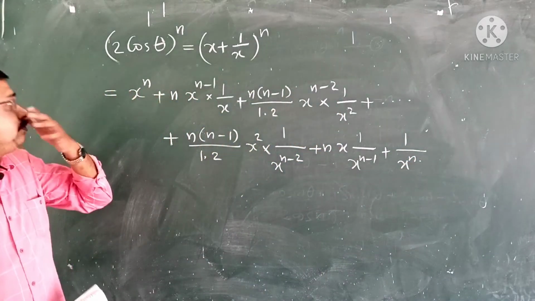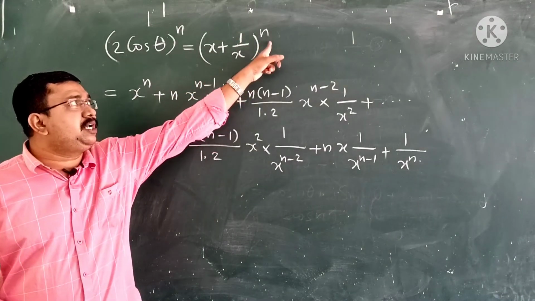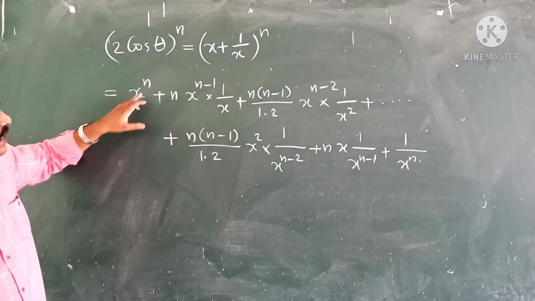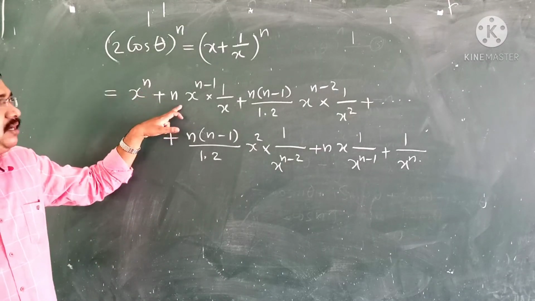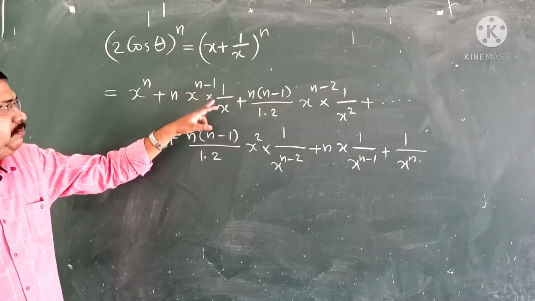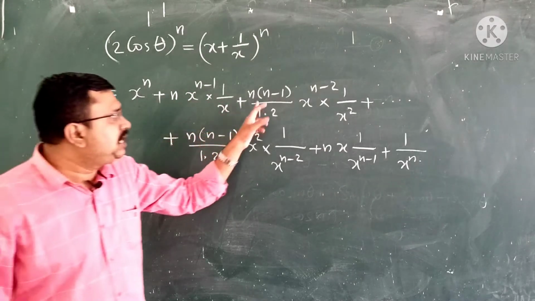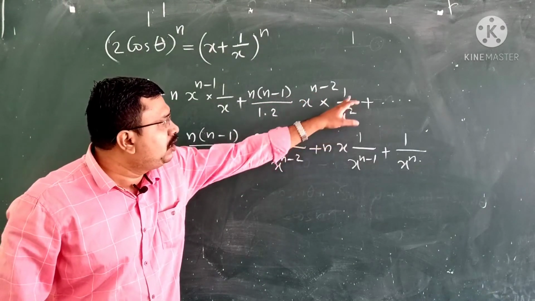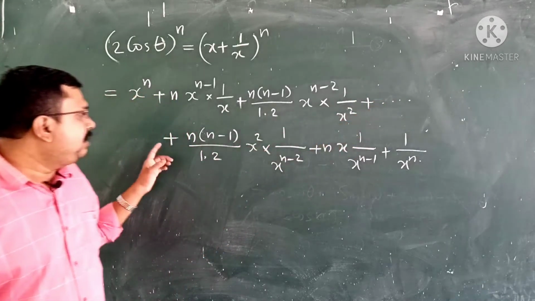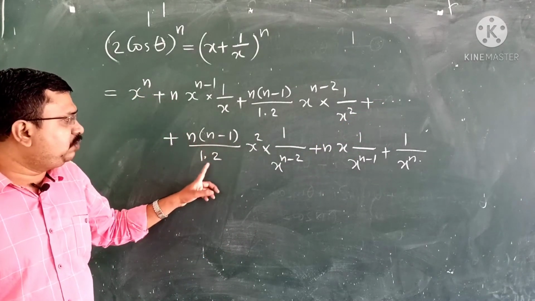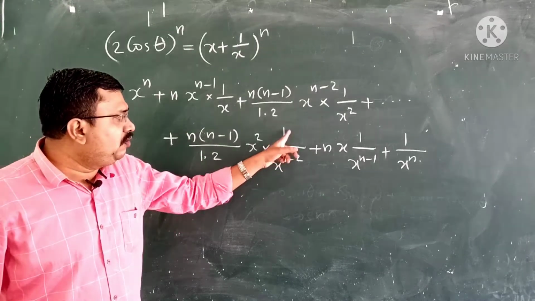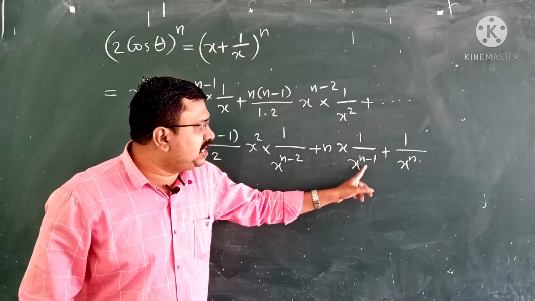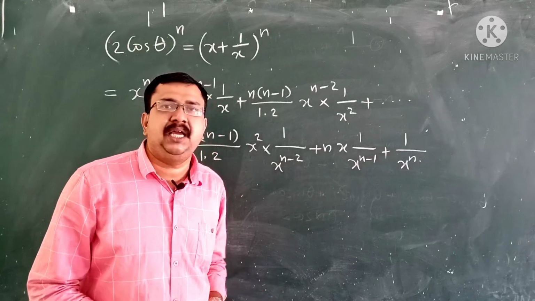Okay, listen. Here (x plus 1 by x)^n can be expanded using the binomial theorem. That is, first one is x^n plus nC1, that is n into x^(n-1) into 1 by x plus n(n-1) by 1 into 2 into x^(n-2) into 1 by x square plus etc. plus n(n-1) by 1 into 2 into x square into 1 by x^(n-2) plus n into x into 1 by x^(n-1) plus 1 by x^n.